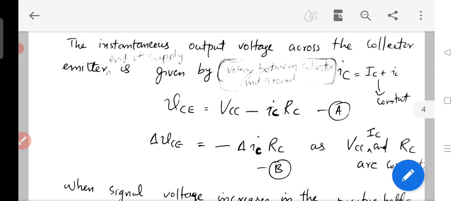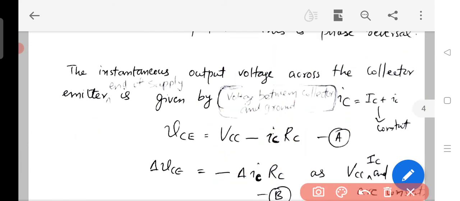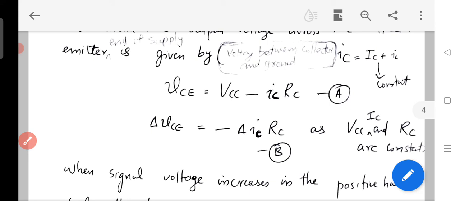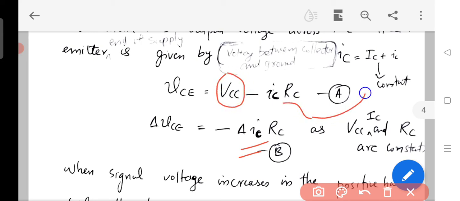So that is given by VCE. VCE is equal to VCC minus ICRC. Now, if we take delta VCE, the change in VCE, that will be equal to minus delta IC into RC. Because VCC is constant, IC has capital IC plus small ic, and capital IC is constant. So we have to take only the change in small ic. So delta VCE is equal to minus delta IC RC.